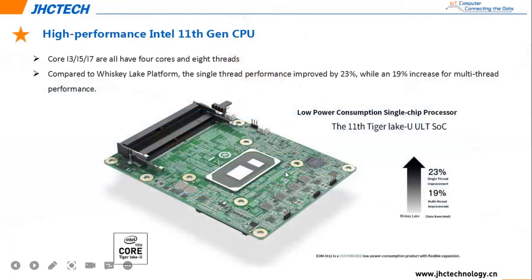First, its CPU performance. It adopts the Intel Tiger Lake U 11th generation SoC, a low power single chip processor. Core i3, i7, i5 are all 4 cores and 8 threads, which is the platform with the highest UIT processor performance on the market. According to Intel data, the 11th generation Intel processor Tiger Lake U platform can achieve a 19% improvement in multi-threading performance compared to the Skylake processor.